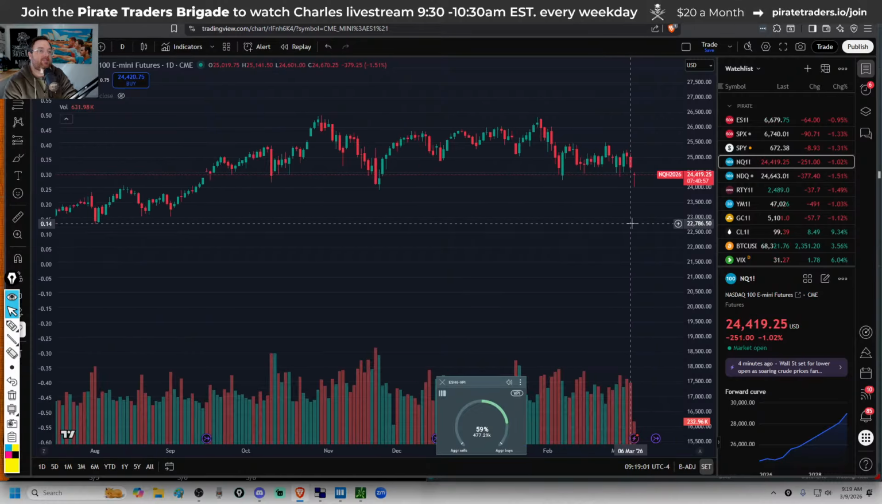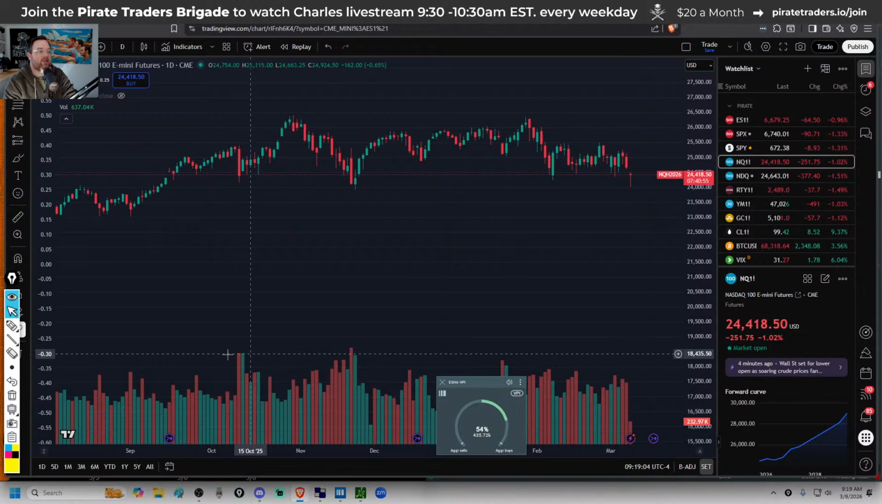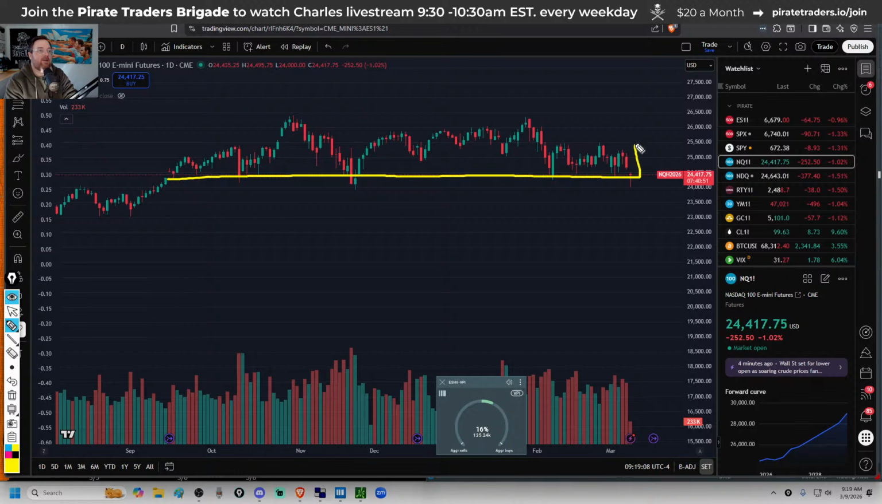So the NQ is still in a balance area. I mean, you can just look at this chart, and you can just see that the NQ has not broken out of its balance yet. This is a fucking daily chart. I never thought I would see the NQ go sideways for this many days.